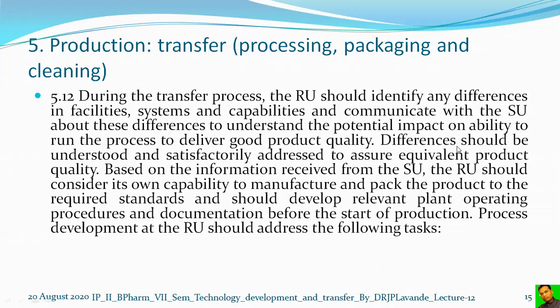The differences should be understood and satisfactorily addressed to assure equivalent product quality. Yes, we should get the equal product quality based on the information received from the sending unit, and the receiving unit should consider its own capability to manufacture and pack the product to the required standards and should develop relevant plant operating procedure and documentation before the start of the production. The process development at the receiving unit should address the following tasks.